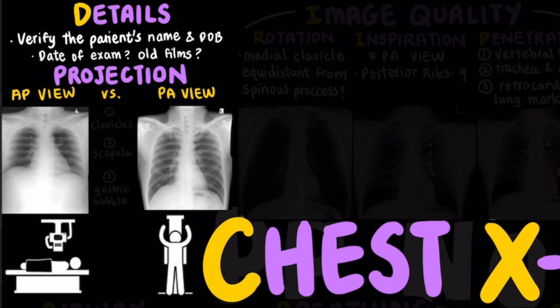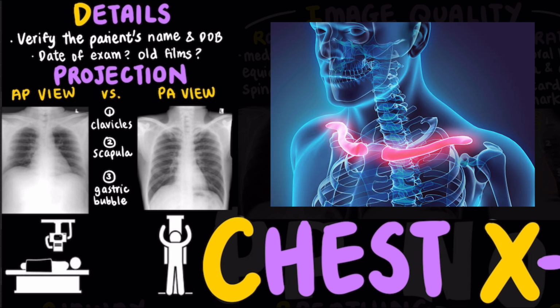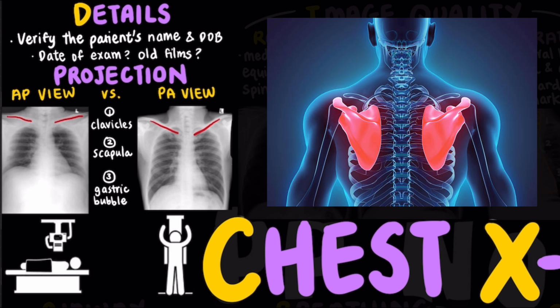To distinguish between PA and AP views, look at three clues: the clavicles, the scapula, and the gastric bubble. In a PA view, the clavicles are lower, usually projected over the third and fourth posterior ribs. Whereas in an AP view, the clavicles appear more elevated, often projecting over the lung apices. In a PA view, the scapulae are rotated outward away from the lung fields, because the patient is instructed to roll their shoulders forward. Whereas in an AP view, the scapulae are usually over the lung fields.